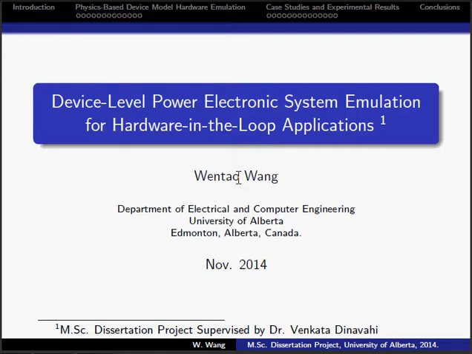I'm here to give a presentation for my thesis project, Device-Level Power Electronic System Emulation for Hardware-in-the-Loop Applications. First, I will thank my supervisor, Dr. Venkata, for his insightful instruction for this research.